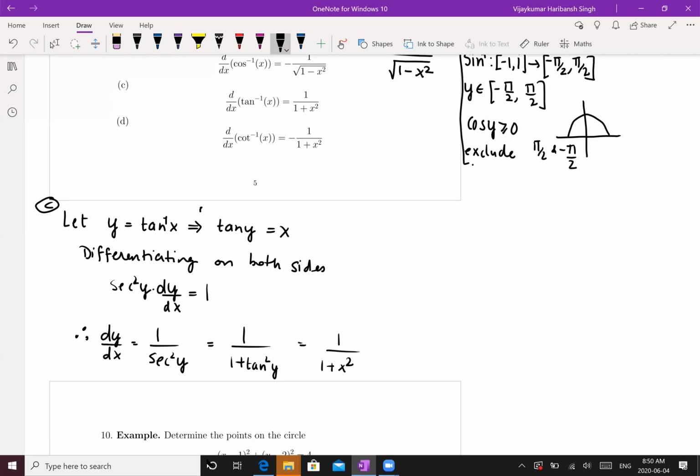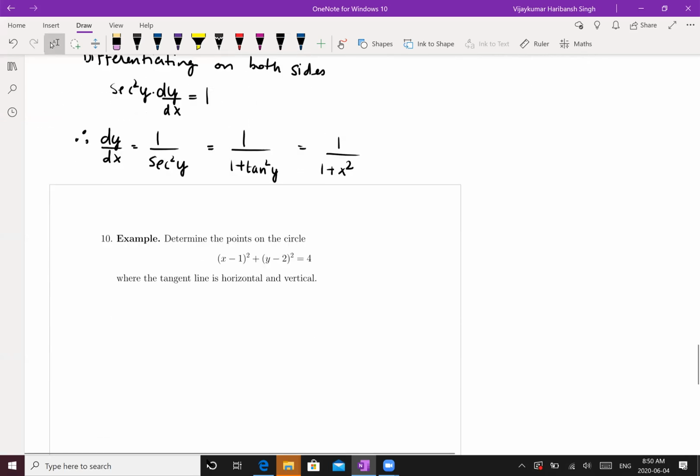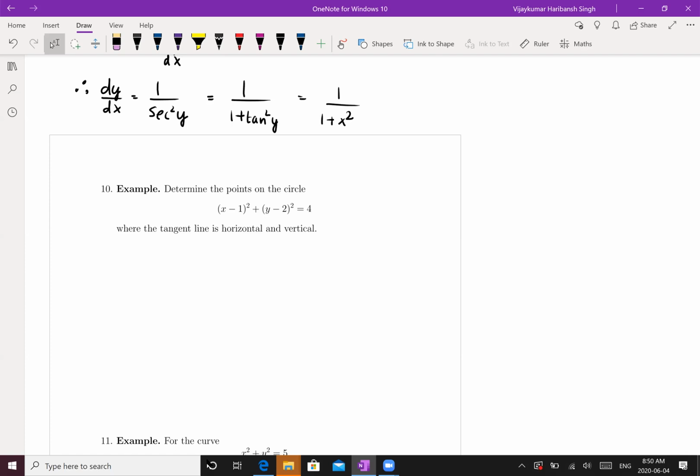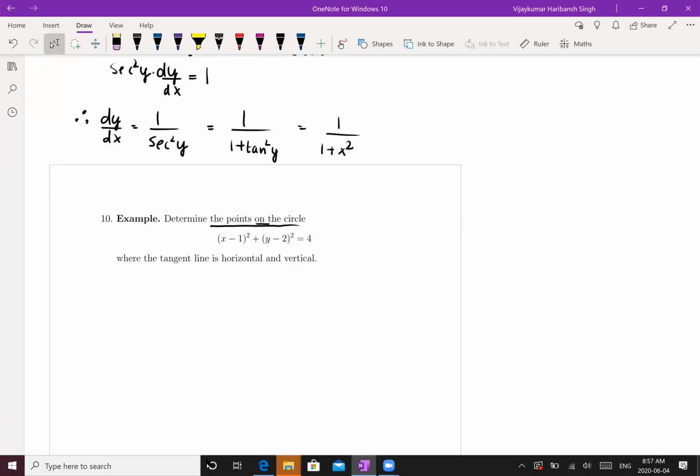So far good. Now let's move to the next problem. Determine the points on the circle where the tangent line is horizontal and where the tangent line is vertical. So first we need to find an expression for the slope of the tangent line. So we need to find dy over dx.